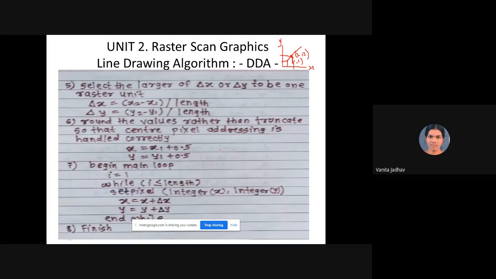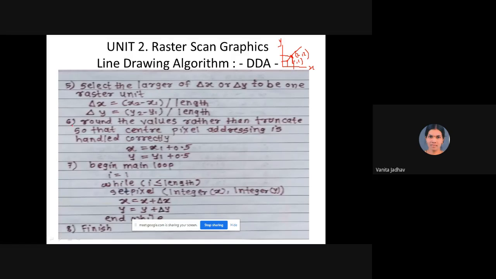Over here we are taking the round value. Round the values rather than truncate so that center pixel addressing is handled correctly. So we are taking the help of the integer function over here to round off the values. Just now we talked about the integer. If I pass minus 8.5, it returns minus 9. If I pass 8.5, it returns 8. So we are using the round off function here in DDA.